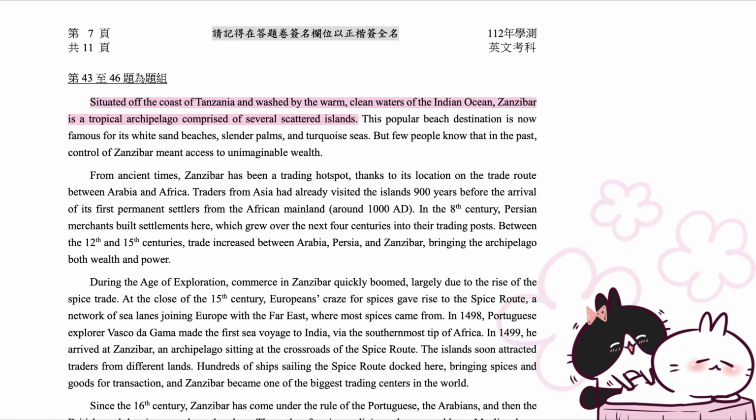Situated off the coast of Tanzania and washed by the warm, clean waters of the Indian Ocean, Zanzibar is a tropical archipelago comprised of several scattered islands. This popular beach destination is now famous for its white sand beaches, slender palms, and turquoise seas. But few people know that in the past, control of Zanzibar meant access to unimaginable wealth.